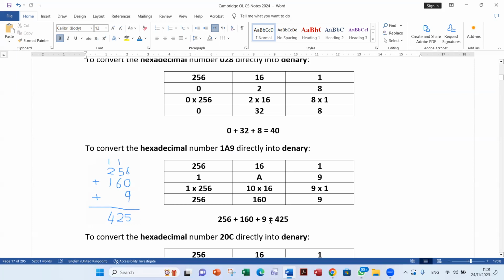256 plus 160 plus 9. You can go through this. These are all copied from past paper, classified. I think it will be among your homework.